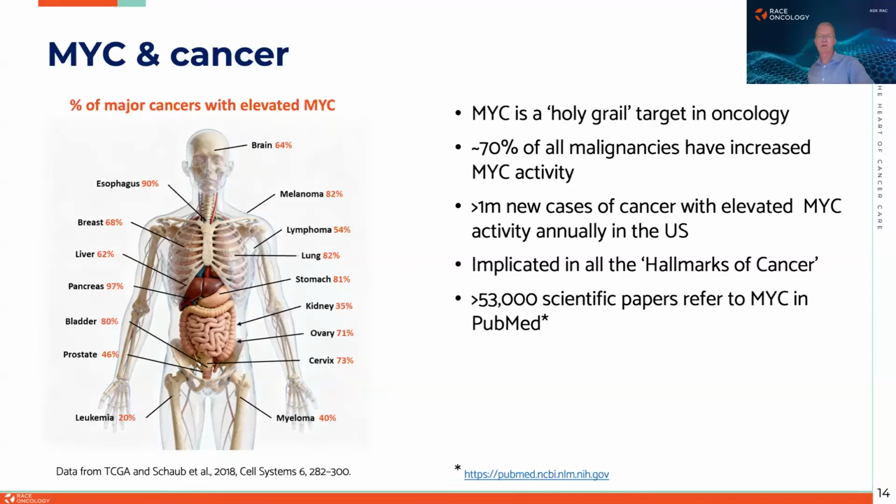And as I said, 70% of all cancers have increased levels of MYC. And that means that there's well over 1 million new cases of cancer in the US alone that have elevated MYC. And as we come on to in a later slide, MYC is involved in basically all of the hallmarks of cancer. So you can actually tie back nearly all of the things you associate with cancer to the presence of MYC. And believe me, I know this all too well. There are 53,000 papers written on MYC, the vast majority of them in cancer. So, several thousand a year. It does take quite a bit of effort just to stay on top of the literature.